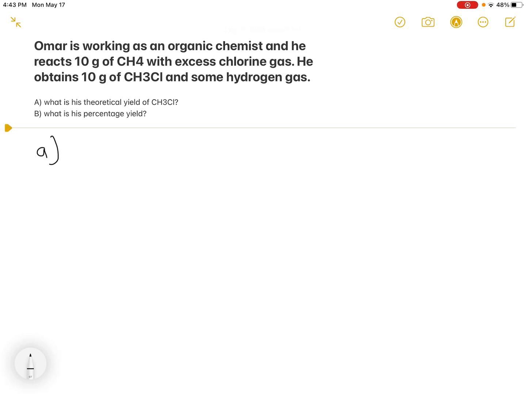So our first step here for part A is actually going to look pretty similar to a stoichiometry problem. Because to determine the theoretical yield, that's really what stoichiometry is. It's theoretically how much could be made.